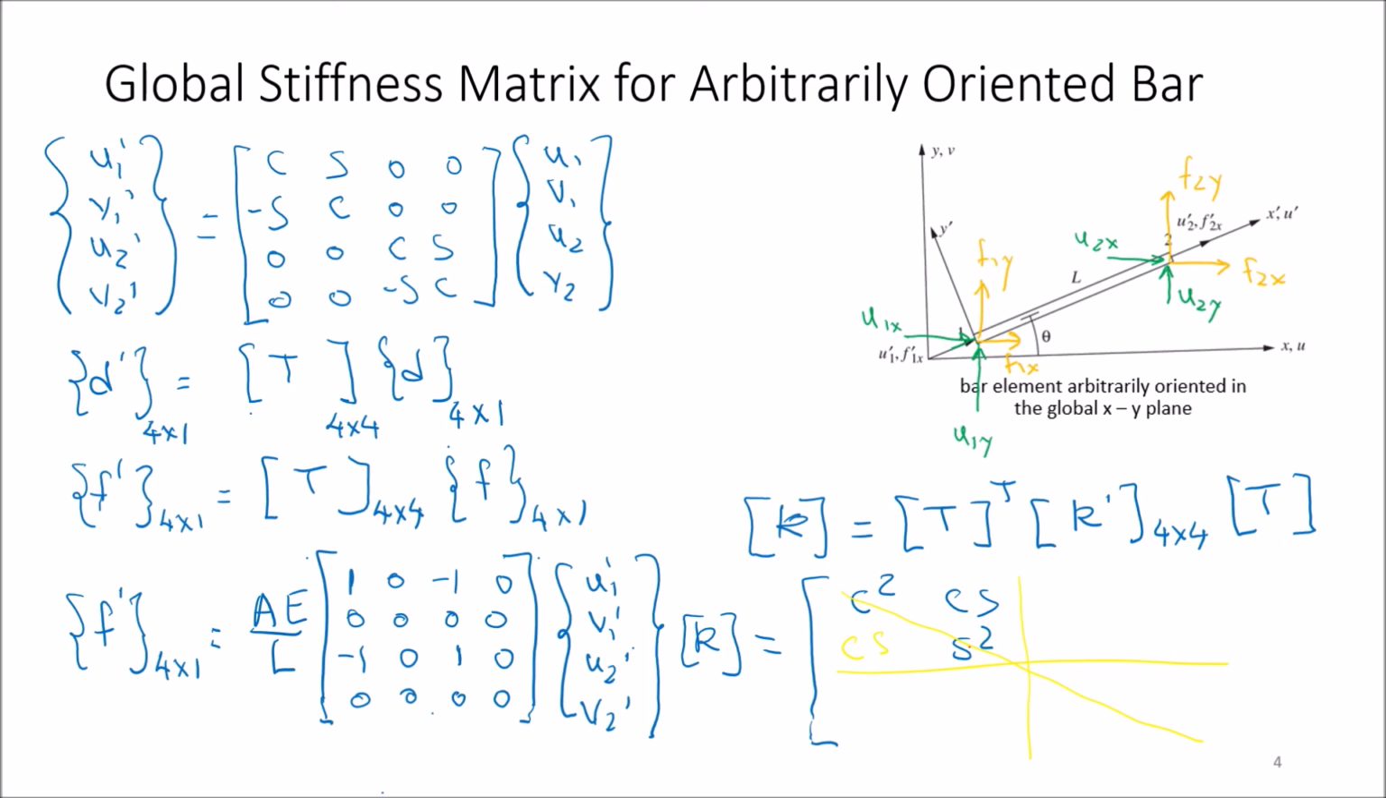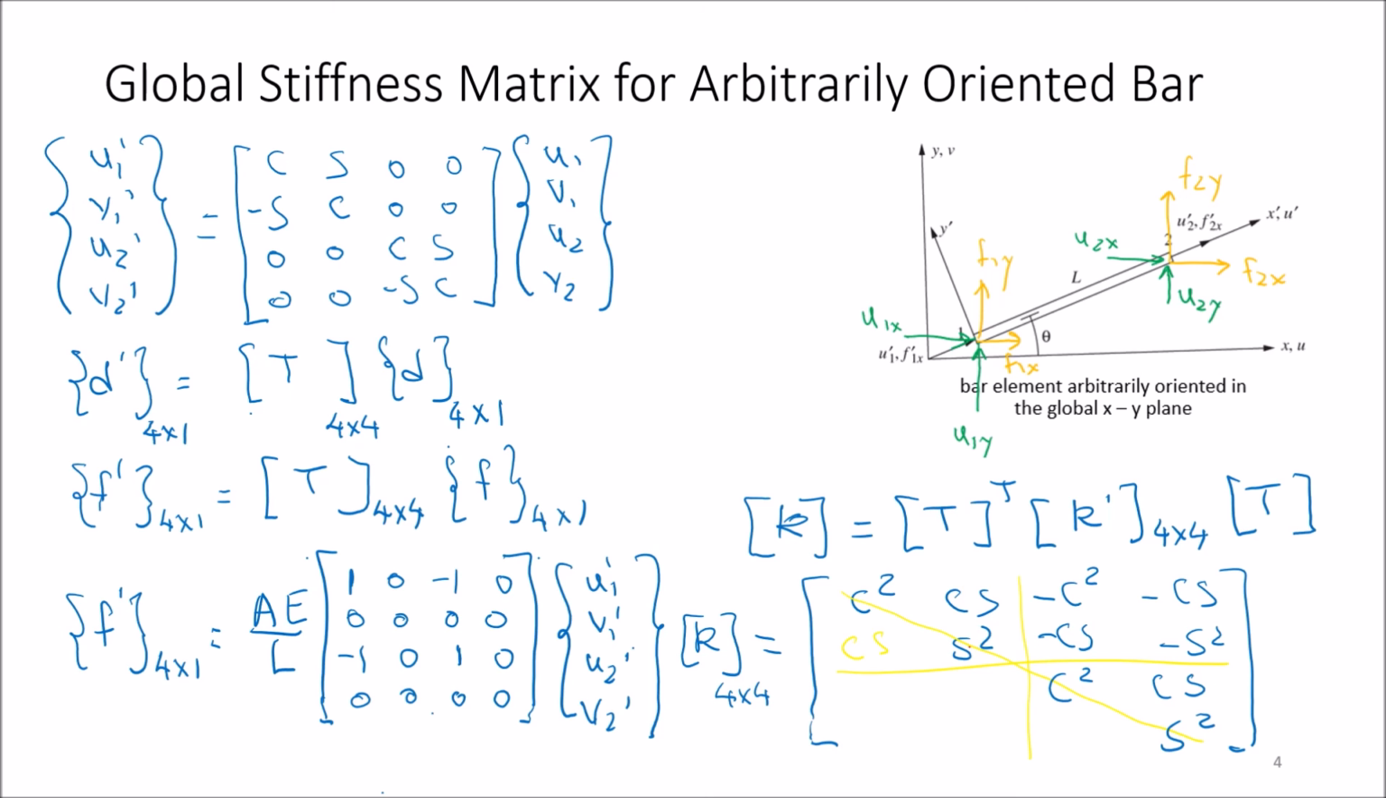So here's going to be the same thing. I'm going to get it here. So I'm going to get cosine squared, cosine sine, sine squared. In this quadrant, I'm going to get some negative signs. So I'm going to get minus cosine squared, minus cosine sine, minus cosine sine and a minus sine squared. And this is the 4 by 4 stiffness matrix of a bar element that is arbitrarily oriented with respect to the global axis x and y.